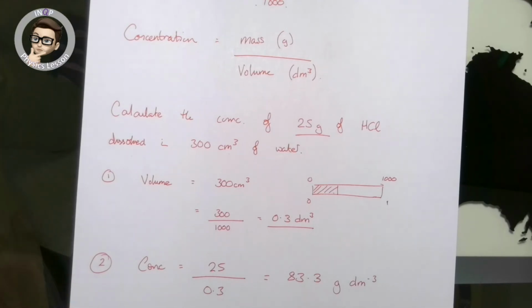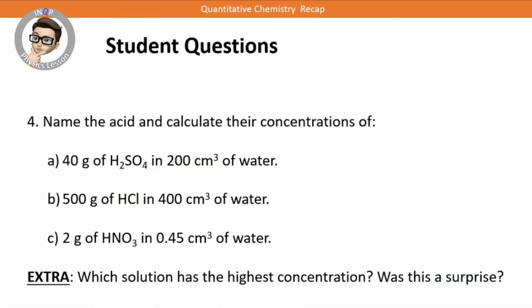Okay, so it's going to be over to you, and you're going to have a go at some of these questions. So 3 questions and an extra question for you as well. Let's see if you can do the extra question, and maybe you could do the extra question before you start these 3 examples that I've given you. So name the acid and calculate their concentrations of 40 grams of H2SO4 in 200 centimeters cubed of water, 500 grams of HCl in 400 centimeters cubed of water, and 2 grams of HNO3 in 0.45 centimeters cubed of water.